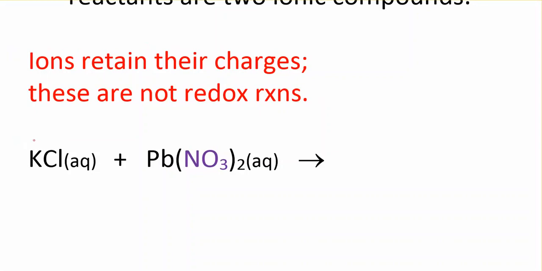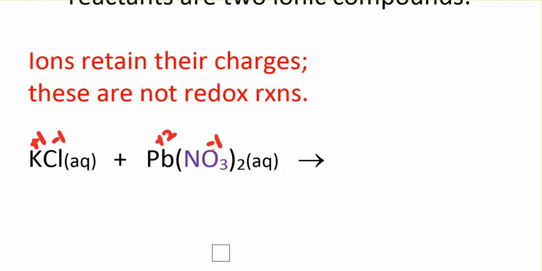Okay, so potassium has a +1 charge, chlorine a -1. Lead is not in a column on the periodic table that we can tell, but nitrate, NO3, has a -1 charge. So I could figure out from this 2 that this lead must be a +2. Remember that these numbers are normally crossed down there, and so by crossing up, we can figure out what the charge is on that lead.